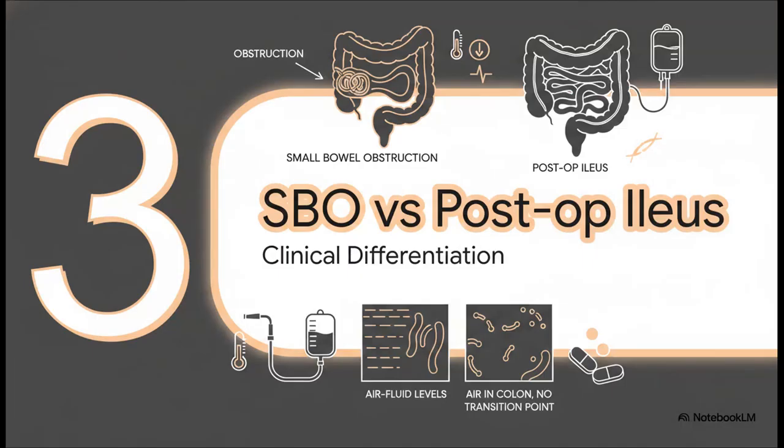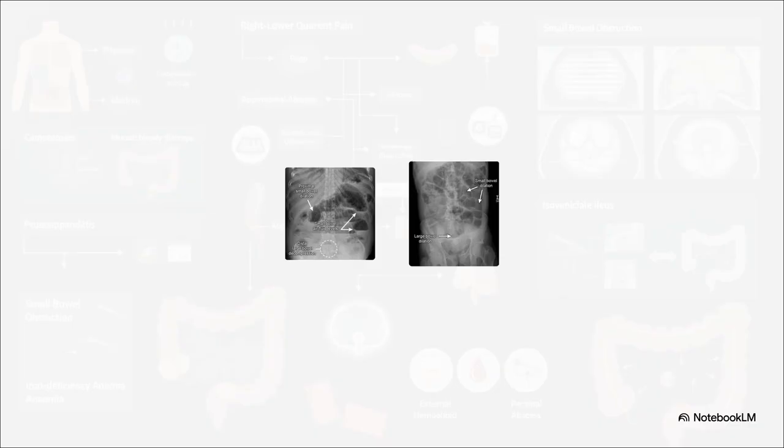Section 3. Small bowel obstruction versus postoperative ileus. When you have a patient presenting with abdominal distension and vomiting in the hospital, we frequently have to definitively separate a mechanical small bowel obstruction from a postoperative ileus. Radiographically, a small bowel obstruction is going to show dilated proximal small bowel loops, distinct air fluid levels, and a very clear transition point, literally an abrupt cutoff, with little to no colonic air distally if it's a complete obstruction.